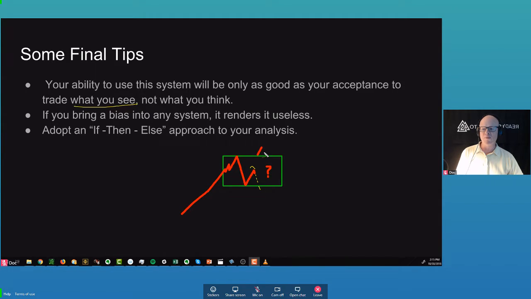So again, what will you do if the price breaks higher? What will you do? Maybe you're already long. Maybe you just move your stop up. Maybe you don't have to do anything at all. But what would you do if the price puts in a lower high and starts to trade lower? Or what would you do if the price just goes sideways here and doesn't do anything?